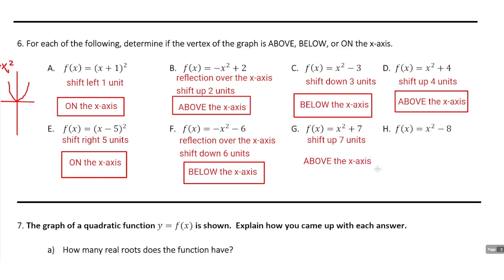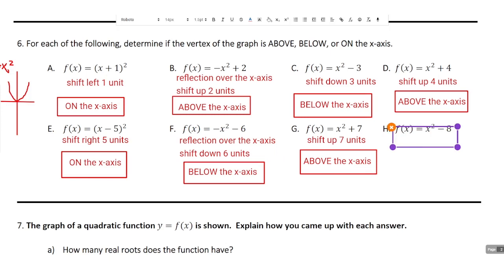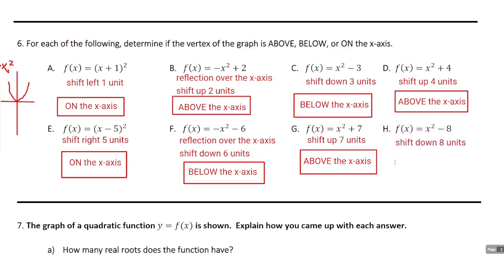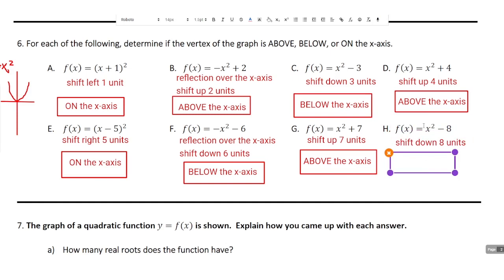And finally, we've got x squared minus 8, which is going to be very similar to C. It's going to be a shift down, but in this case 8 units. And so if we're going to shift that parabola down 8 units, then the function's vertex will be below the x-axis.